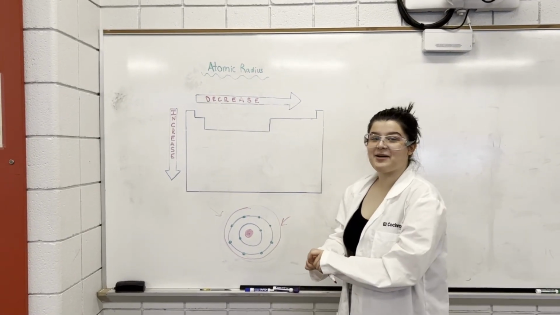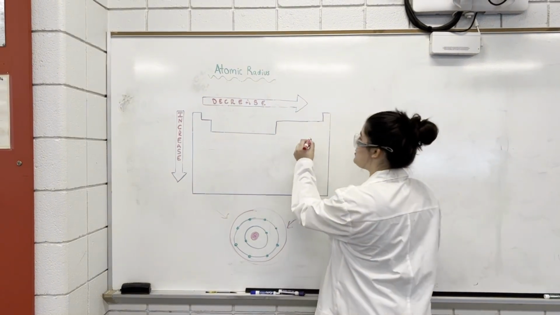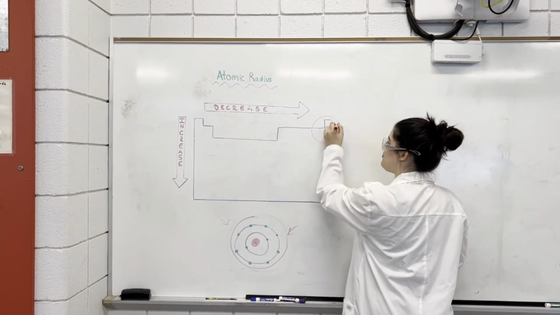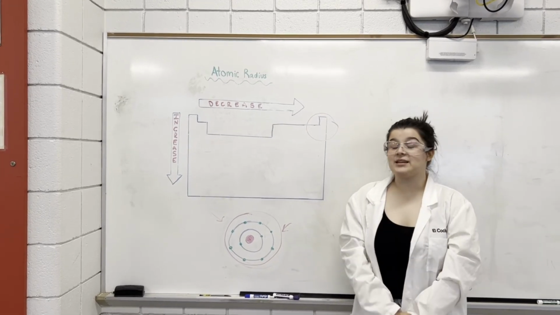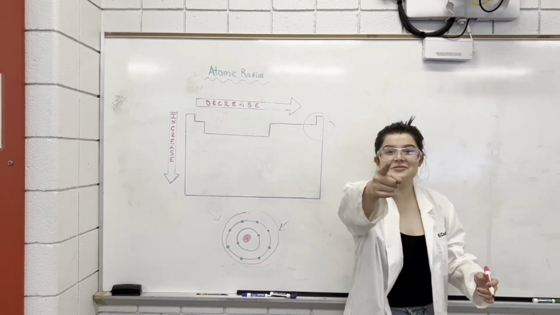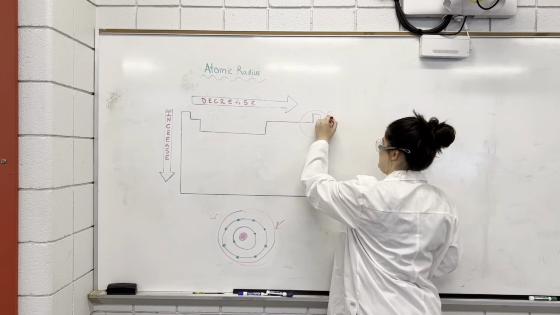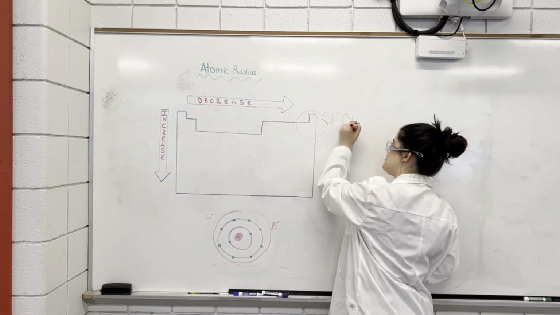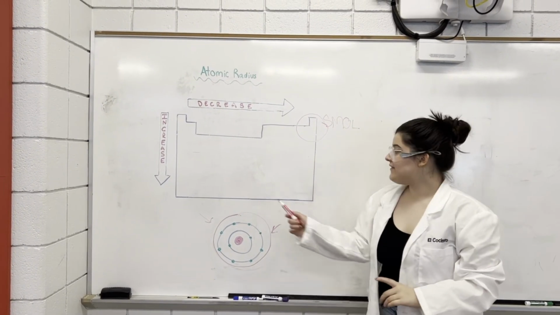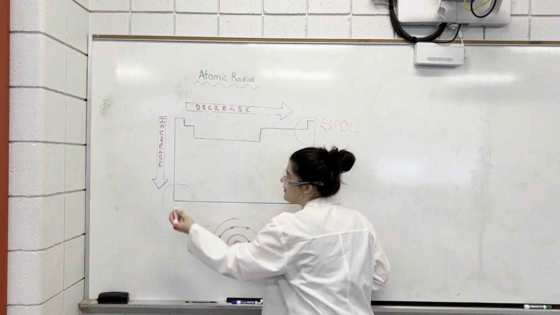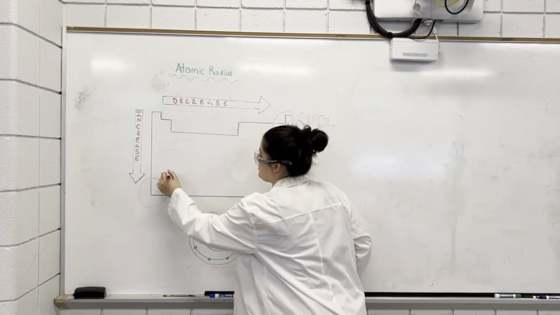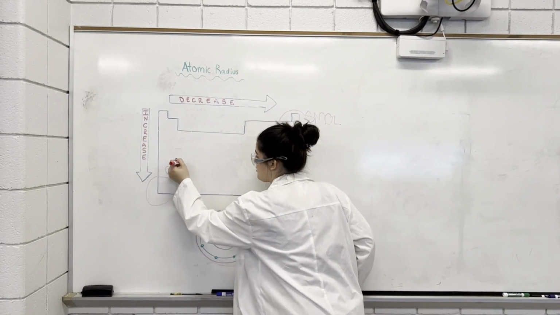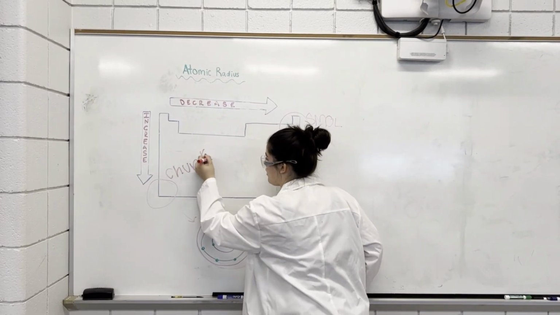Let's try a practice problem. If you have an element in the top right, what do we think the atomic radius is going to be? You got it. Small. Now, if it's in the bottom left, what do we think it's going to be? Chunky.